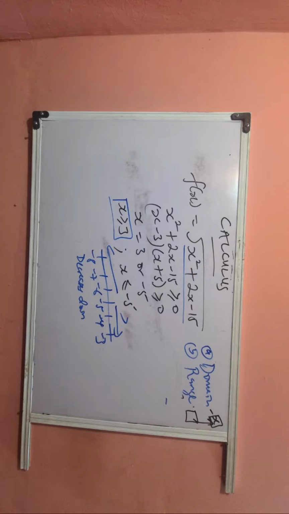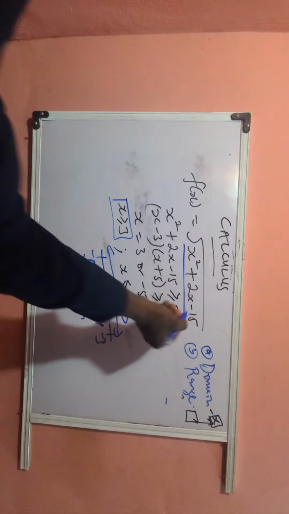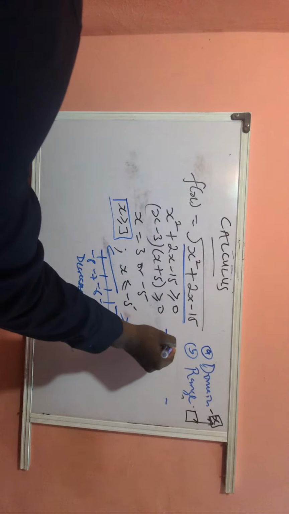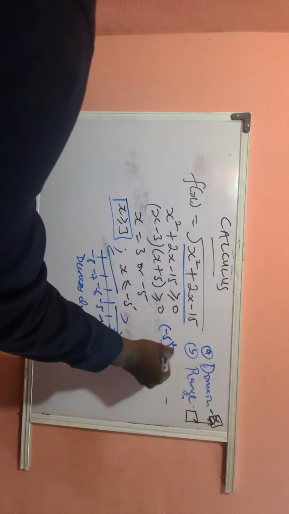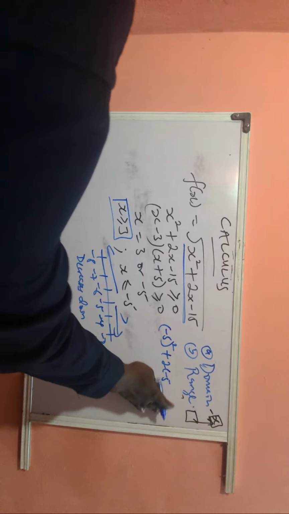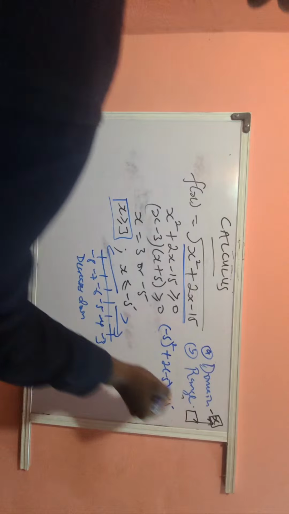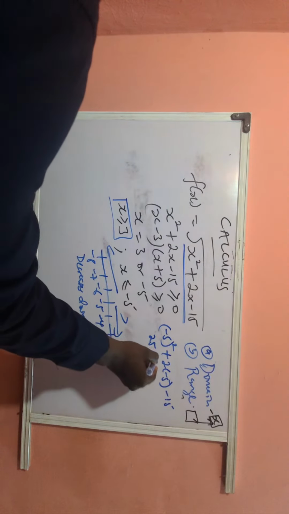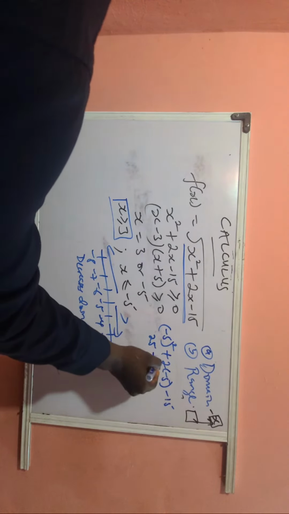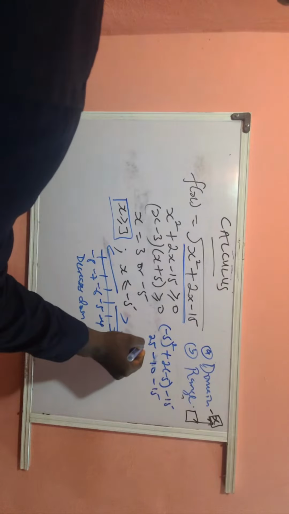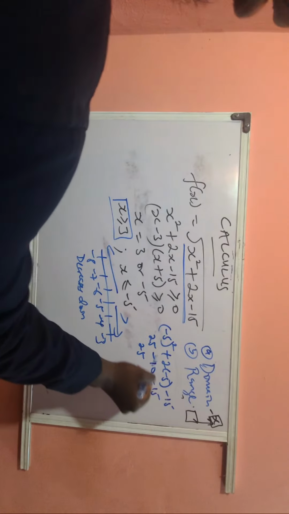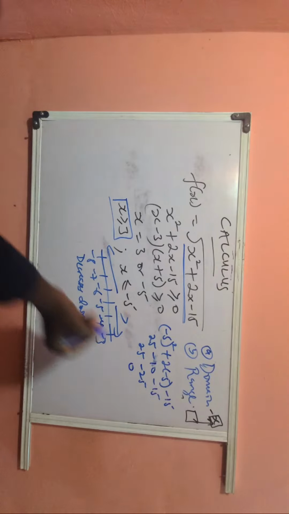Now, let's try and examine -5 first. If you fix in -5 here, let's see what it produces. -5 squared plus 2 into -5 minus 15. This will be 25 minus 10 minus 15. 25 minus 10 minus 15 is minus 25 plus 25, which will give us 0.